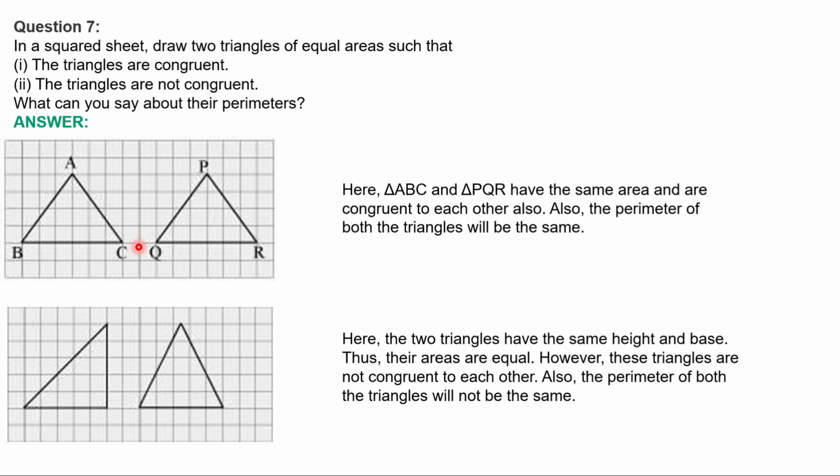So in an easy manner you can understand this. In congruent triangles the sides are equal, so definitely their perimeters will also be equal. In non-congruent triangles their sides are not equal, so definitely their perimeters will not be equal. Understand why? Because we know that the perimeter of a triangle is the sum of all sides.